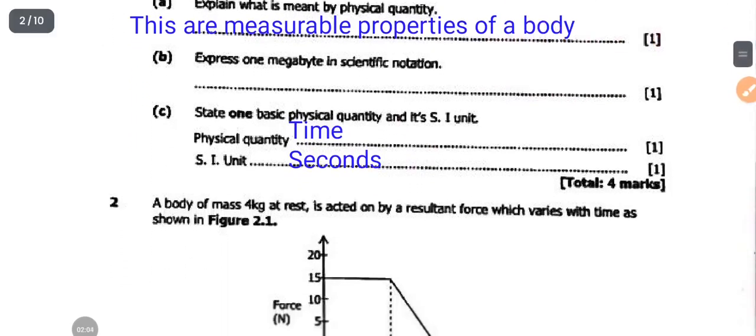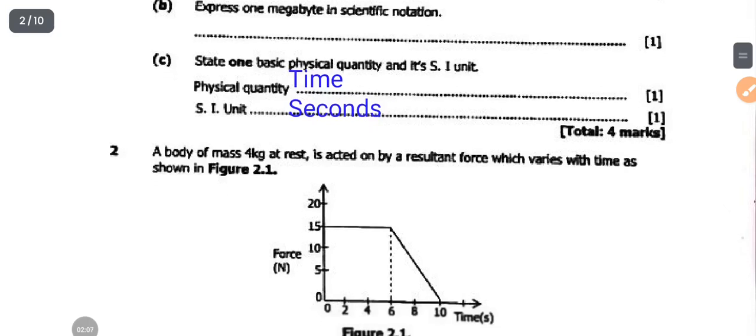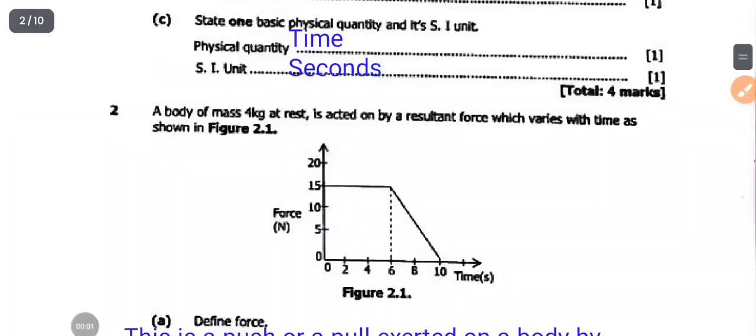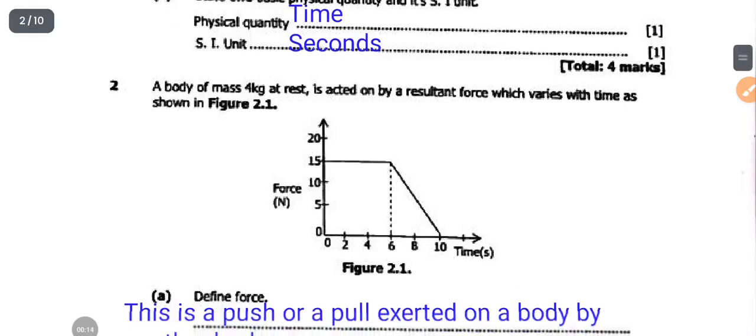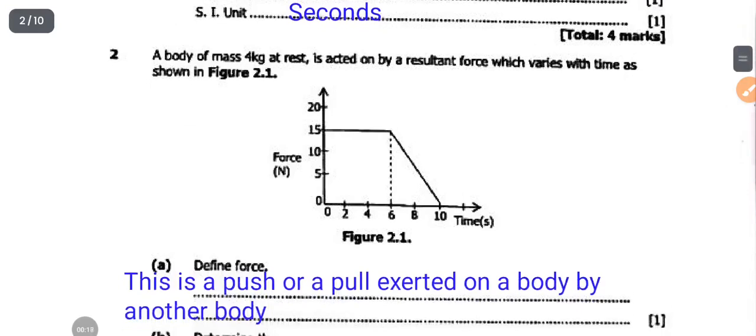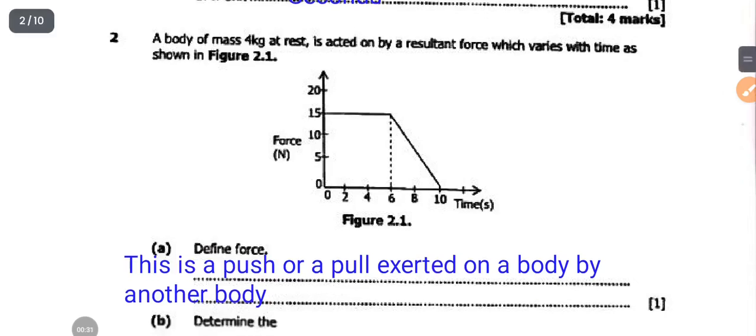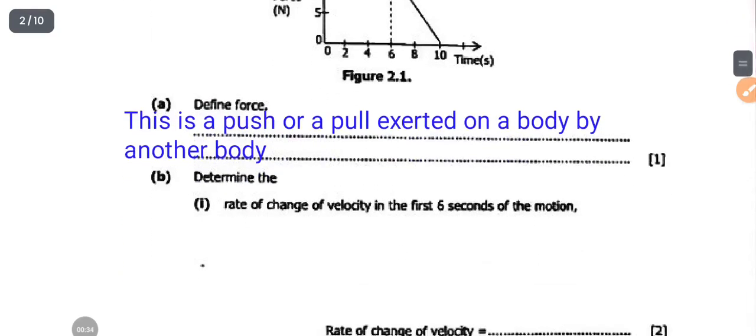Then question 2. A body of mass 4 kg at rest is acted on by a resultant force which varies with time as shown in figure 2.1. The first question says define force. Force is defined as a push or a pull exerted on a body by another body. So what I'm trying to explain here is that force will be a product of the interaction between two or more bodies.